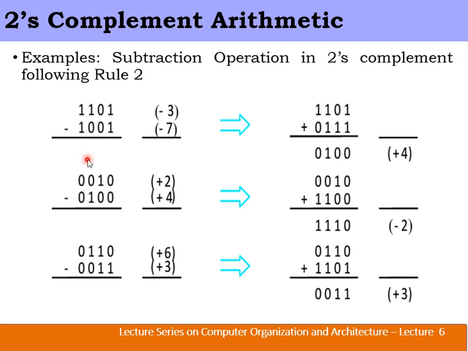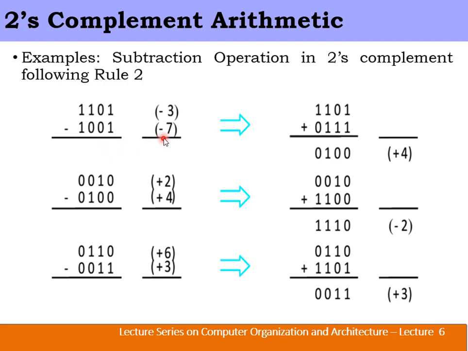Now here we have one example: 1101, which is minus 3, and 1001, which is minus 7. The type of operation to be performed is subtraction, denoted by minus. So we are supposed to take a 2's complement of the second operand y, which in this example is minus 7.